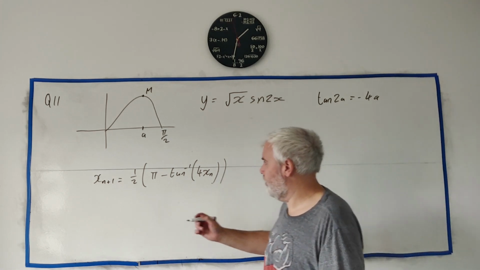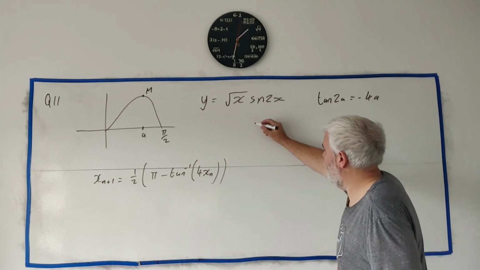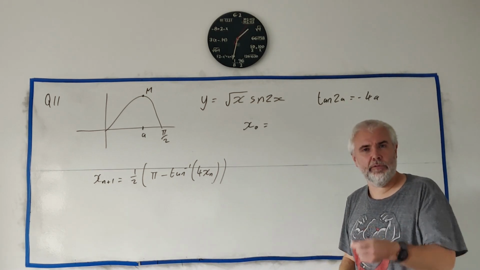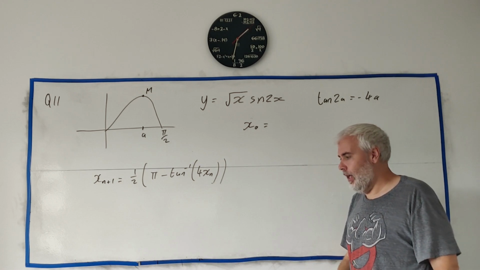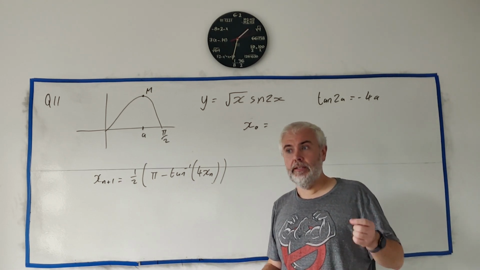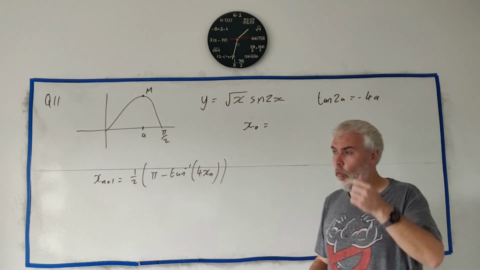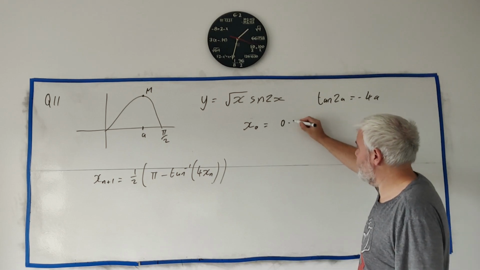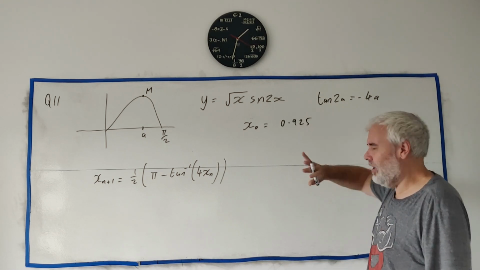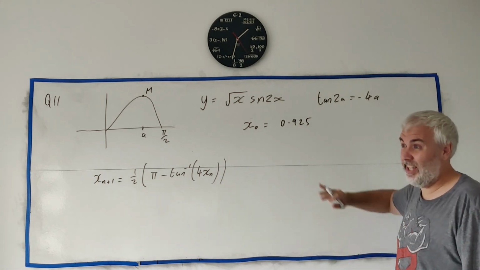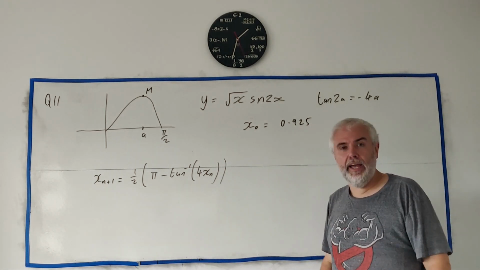We get to decide the first number, the first guess we make. Sometimes they tell us that. In this question, they did tell us that the answer was between 0.9 and 0.95. So I will guess my first answer is 0.925. Doesn't matter. You could guess 0.9, you could guess 0.95, you could guess 1 if you wanted.